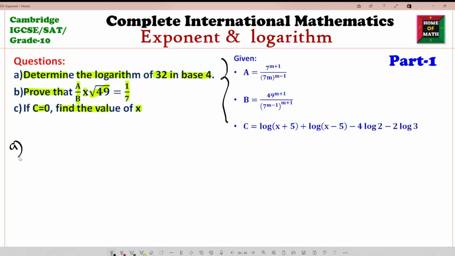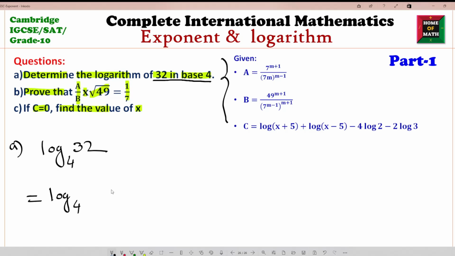Question A. Determine the logarithm of 32 in base 4. So just log base 4 of 32. This one we will simplify. So first one, log 4. This 32, what can we do?